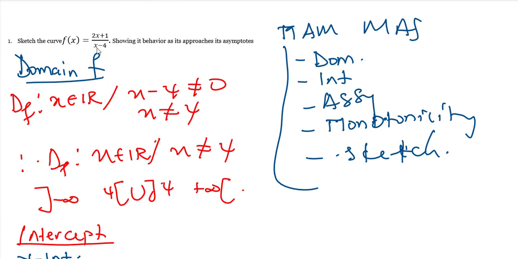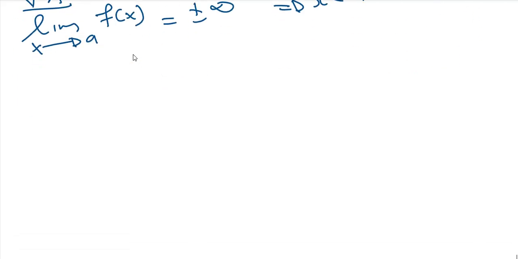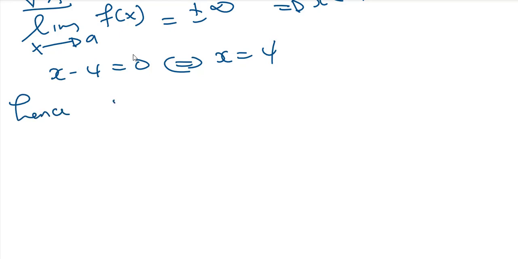So what's the denominator here? x minus 4. So the vertical asymptote will occur when x minus 4 is equal to 0, and this is true if and only if x is equal to 4. So hence the line x equals 4 is a vertical asymptote.